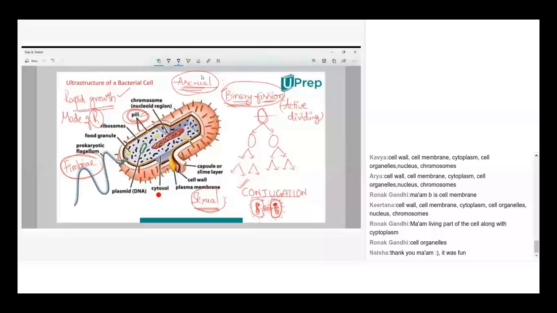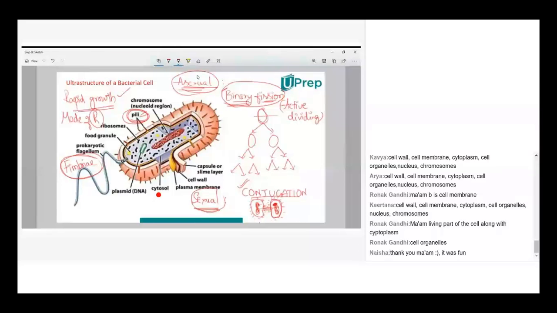Yes, Ronak, do you have it down? Yes, ma'am. Does binary fission happen in all bacteria? Not in all bacteria. We'll come to understanding the classification of bacteria. Some bacteria will go for conjugation. Some bacteria will go for other sexual means of reproduction. There are processes like transformation, transduction, so many other processes. But at your level, this is sufficient.